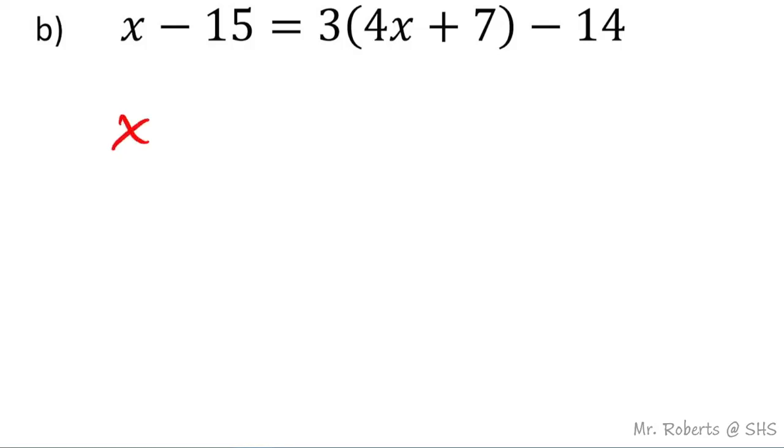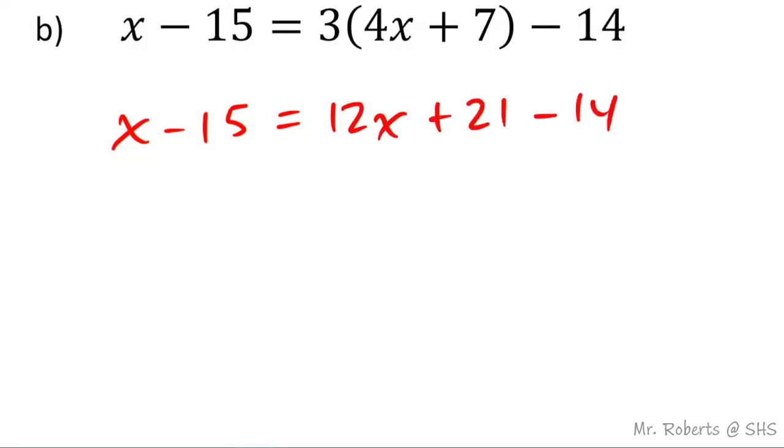All right, then part B looks like a nice opportunity to use the simplest form of the distributive property. So I'm just going to write this as x minus 15. On the other side, I will have 12x plus 3 times 7 is 21 minus 14. Let's see, 21 minus 14, I believe that's 7. So this is going to become 12x plus 7. On the other side, I've got x minus 15. I think I'm going to go ahead and I'm going to subtract an x from both sides.